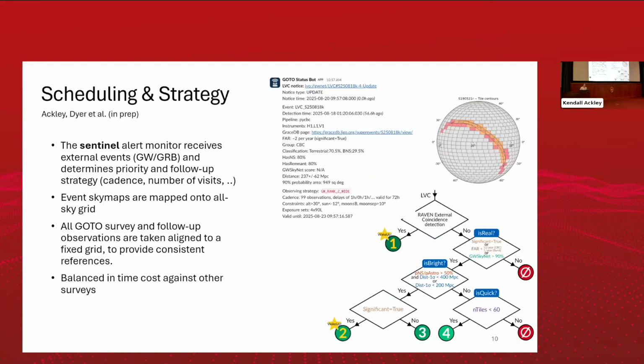The scheduling and strategy. So this is monitored by what's called the Sentinel. So this is alert monitoring. It receives external events and it produces the priority and follow-up event. We take each one of these gravitational wave sky maps, we map them onto the all-sky grid, and then we assign it a priority. And we follow some logic based off the properties of the event itself. So does it have a particularly low false alarm rate? Target that. Does it have some probability of it being astrophysical below some certain value, or is it close enough? Target it as such.